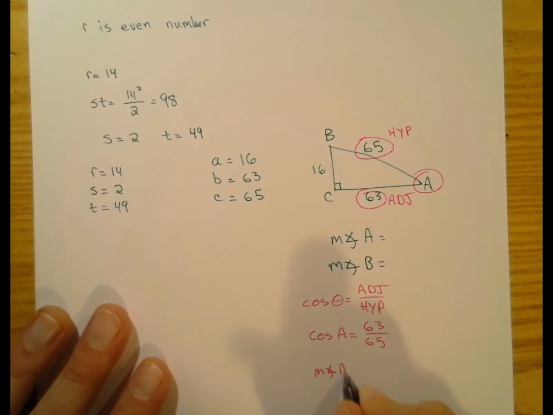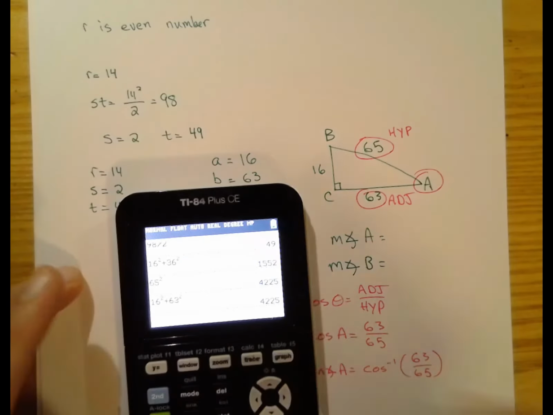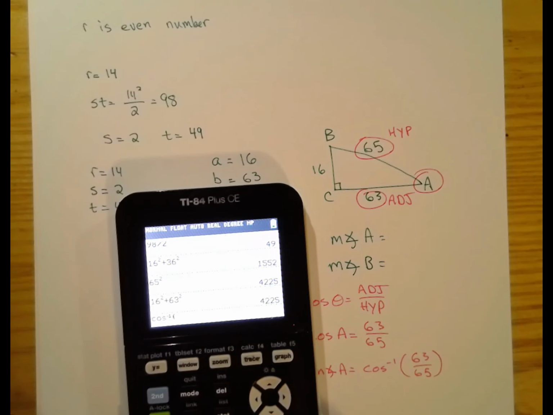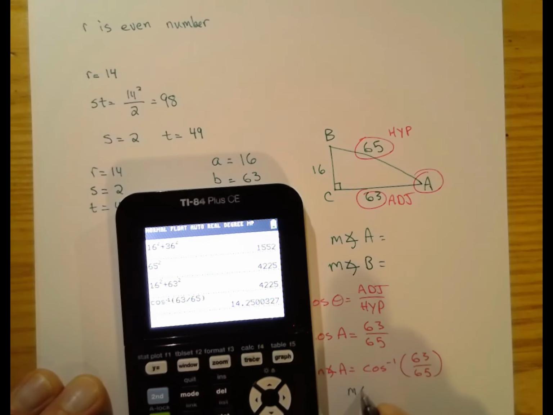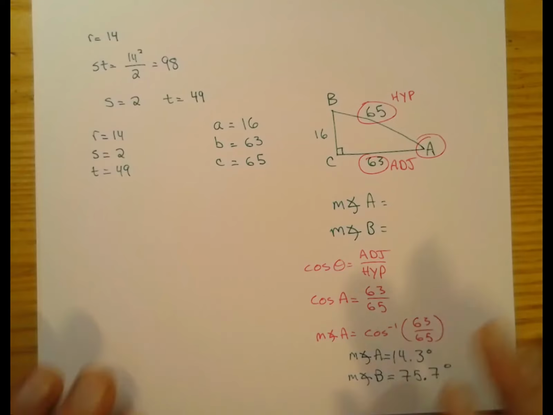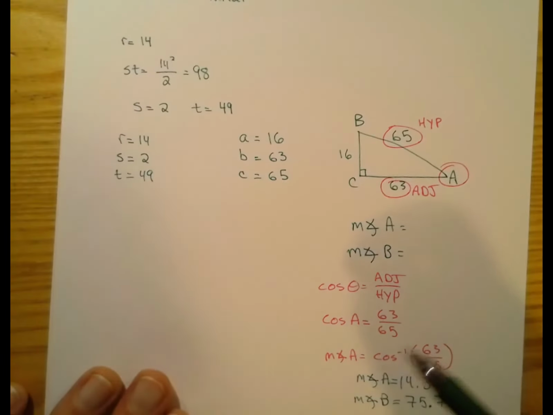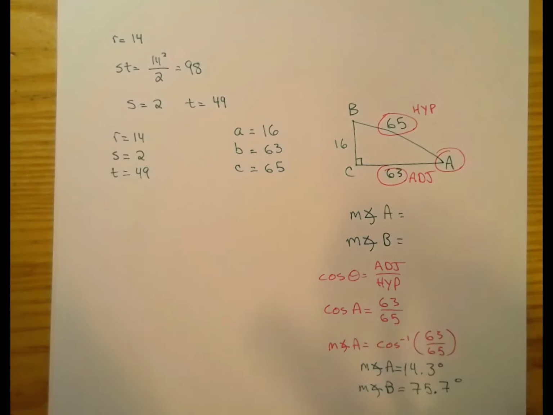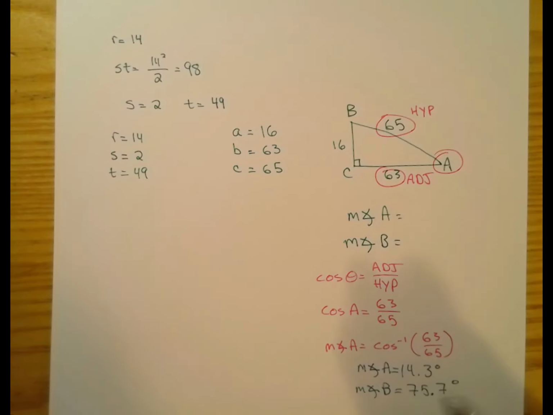That means the measure of angle A is going to equal the inverse cosine of 63 over 65, whatever that is. Inverse cosine 63 divided by 65, close parenthesis. And it's 14.2500 degrees. 14.3 degrees. Then we can just subtract 90 to get the complement. Use the positive version. And that's it. So use the Pythagorean theorem generator. You're going to find five Pythagorean triples and then calculate the measures of the angles.